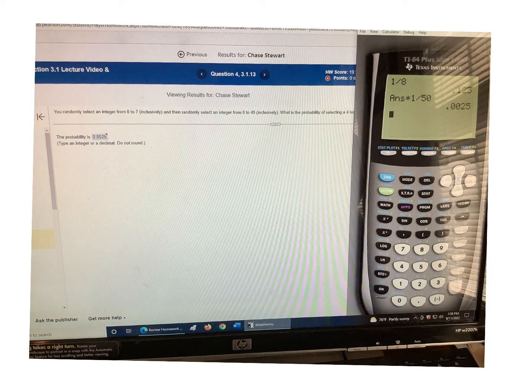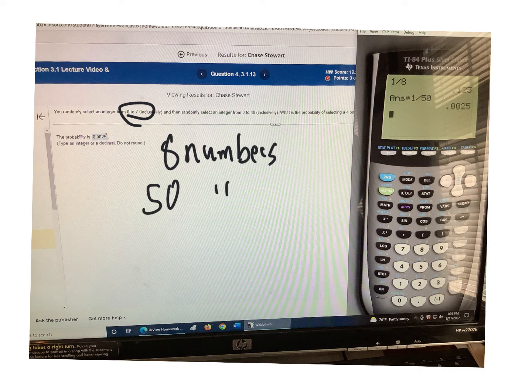So 0 to 7, that's 8 numbers. If you go 1 to 7, that's 7, plus 0 is 8 numbers. 0 to 49, that's 50 numbers. Okay, so we've got 8 choices here and 50 choices here. So we want the probability of selecting 4 both times.